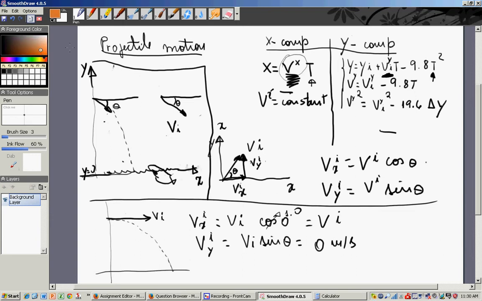And let's indicate the projection. Let me put a different color. Can I? I think I can. I have to learn how to do these things. Oh, there you go. So here's my Vx initial, and here's my Vy initial.